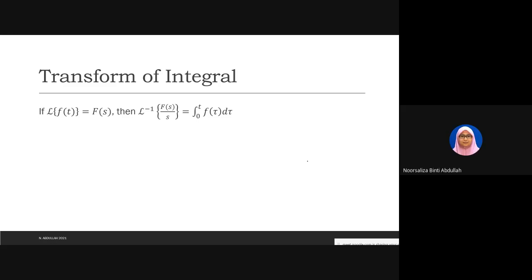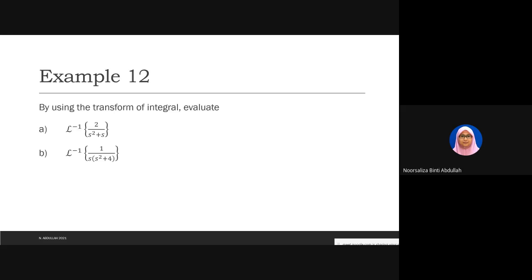Okay, next is using a transform of integral. Transform of integral maksudnya, you want to find the inverse, using this transform of integral, so your inverse Laplace, which means you have a Fs divided by s, then you can make the integration. You integrate from 0 to t f tau d tau. Okay, so macam mana kita nak buat?